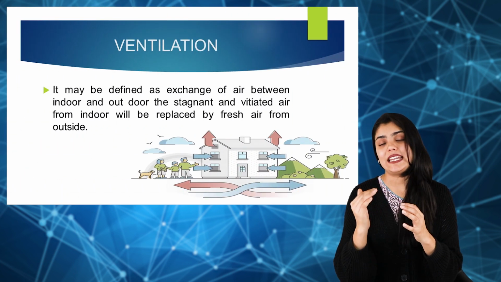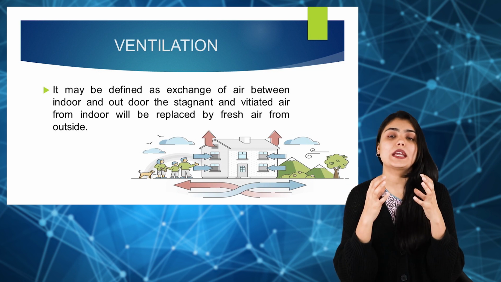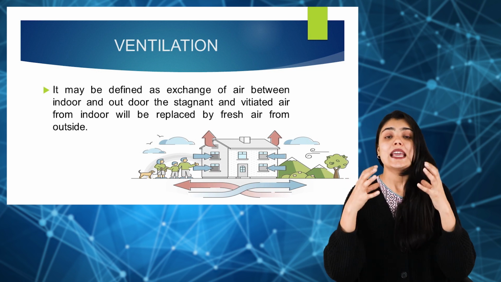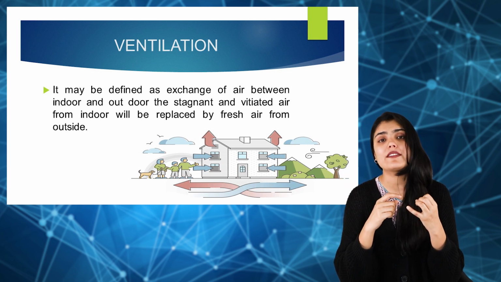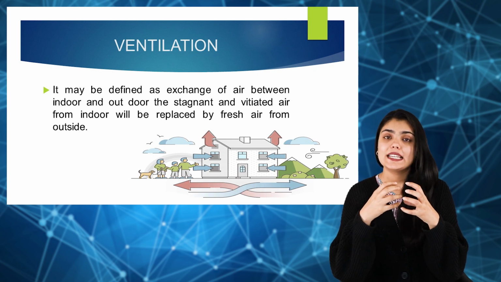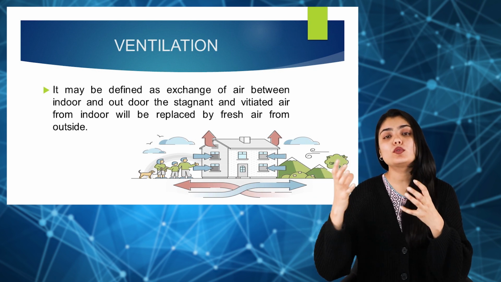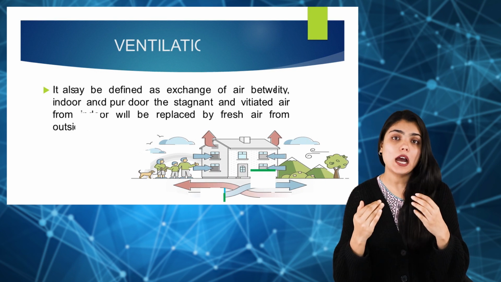Next, we have ventilation. When there's exchange of air between indoors and outdoors, we can term it as ventilation. Inside the house or inside the room, as we know, the air is vitiated and impure. So the stagnant and vitiated air must be thrown out of the room and fresh air must enter inside a room or inside a house.